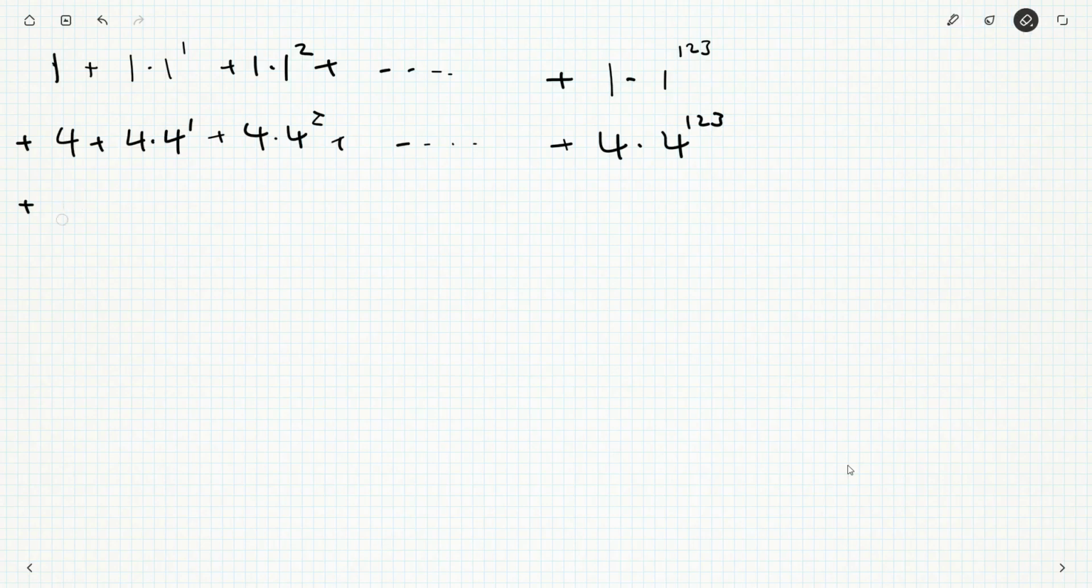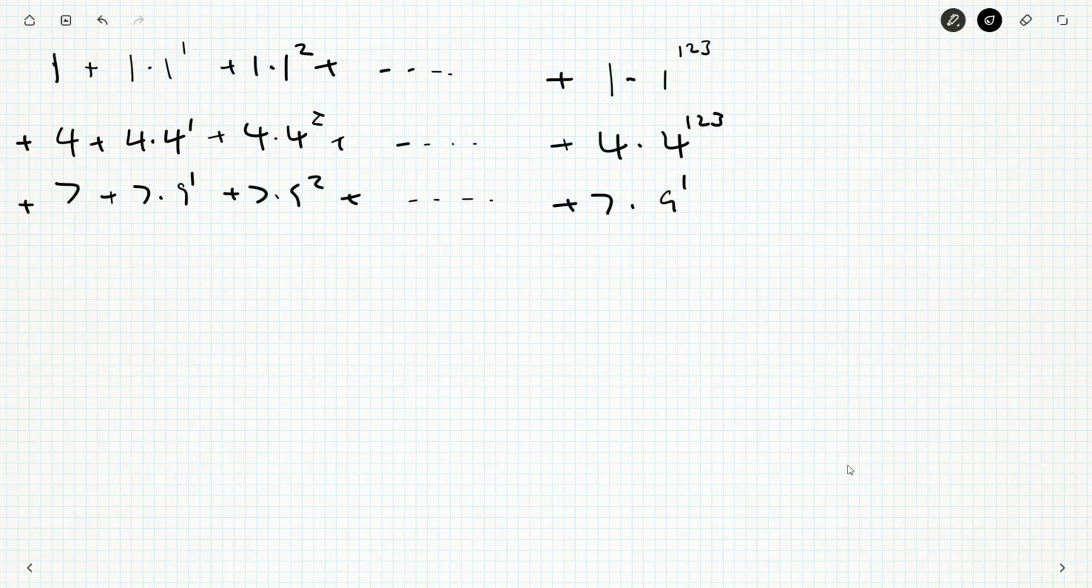Then we've got the 3s. With their 7s here. 7 and then 9 to the 1. 9 to the 2. And then 9 to the 123. Now this is going to be the last one to the 123. Everything's going to be to the 122 afterwards. So I'm actually going to write in a little extra step here, just so things are neat and organized as far as I'm concerned. Just trying to make it so everything lines up.